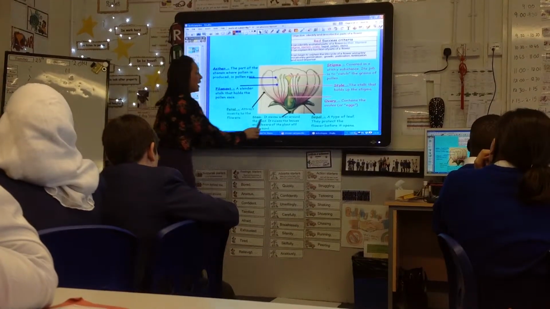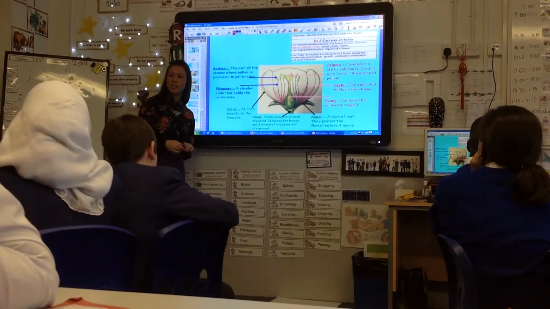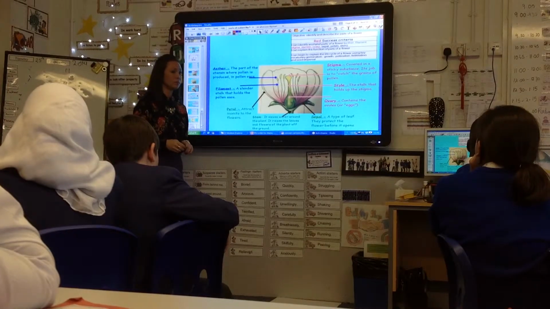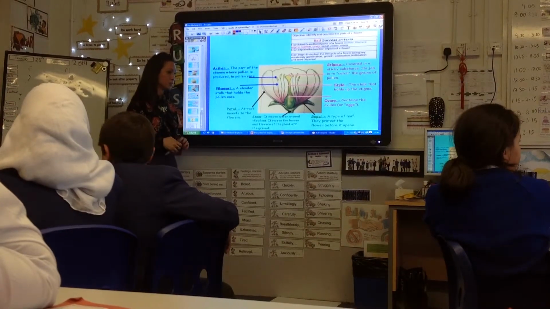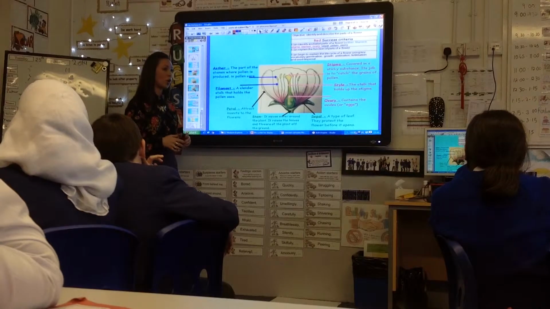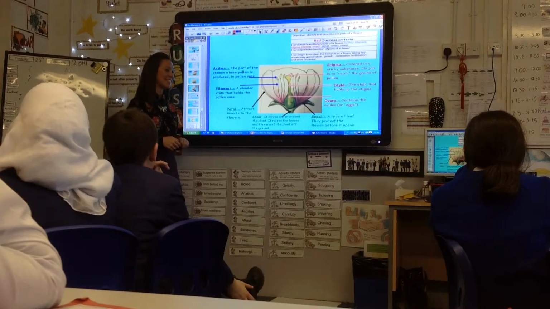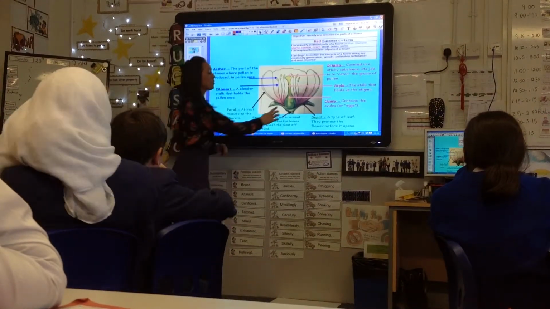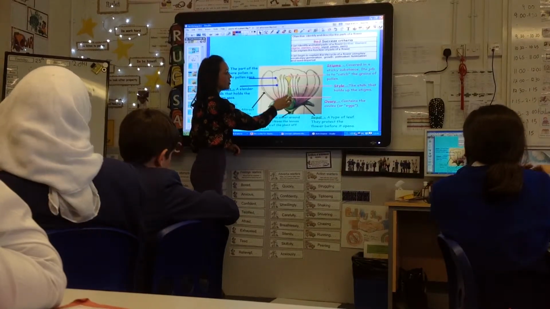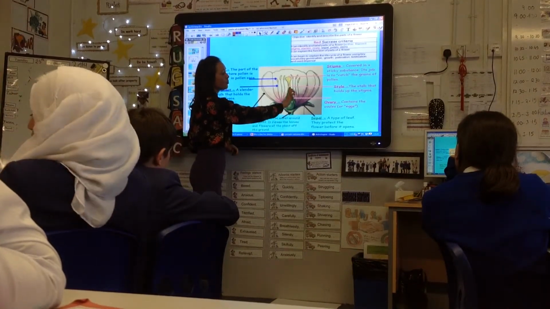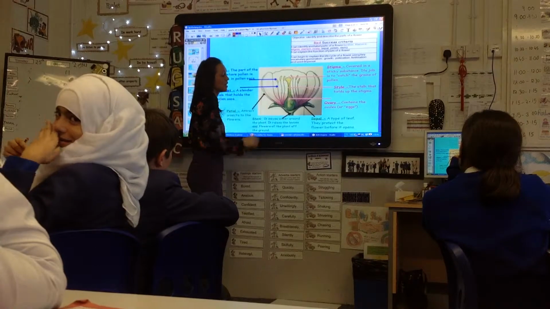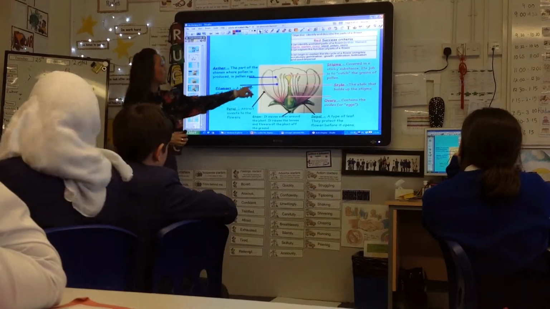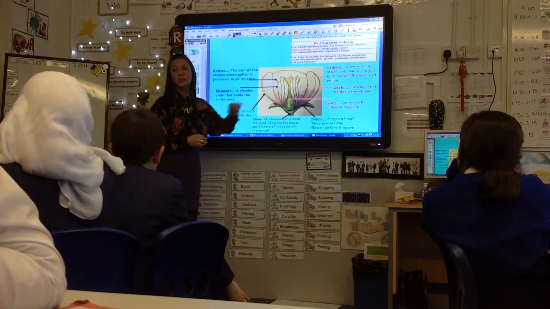Fantastic, well done. And another part of the female side, Ahmedo? Ovary contains the ovules. Ovules or eggs. Yeah, good. So basically it's where the eggs are produced, okay, and it pushes it up through the stigma and then it's covered in the sticky substance, okay? And then that's when the pollen's made and it's caught just in that top bit there, okay?